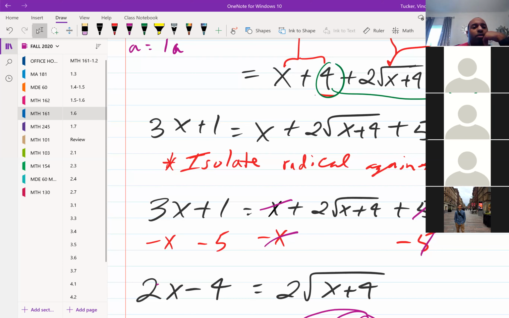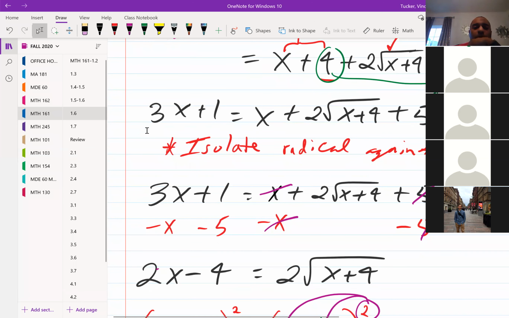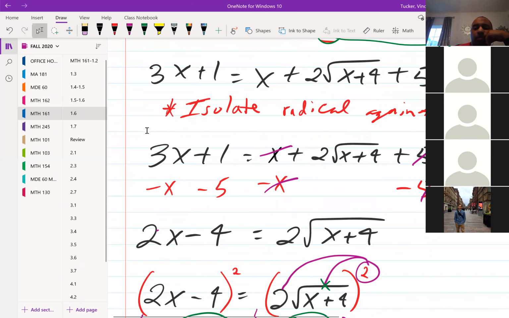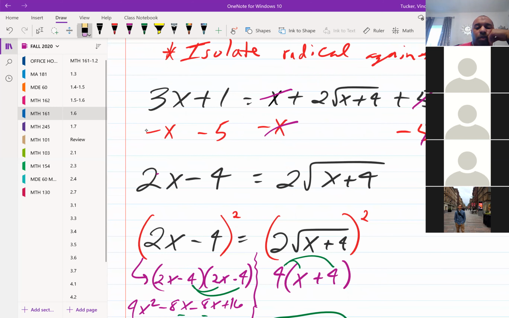All right, questions? All right, so now you need to square both sides. Do this. And I see somebody in the chat. I'm coming in a second. Trying to erase some stuff so we can walk through it. All right, so chat. Okay, cool, cool. That's good.